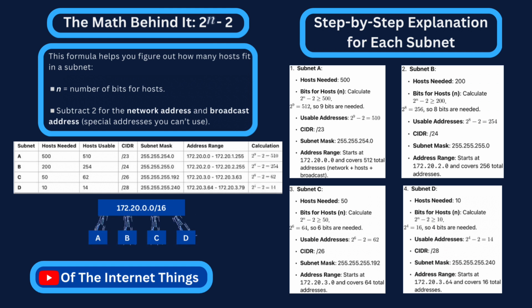The math behind subnetting. Math time. Don't worry, I'll make this painless. The magic formula is 2 to the power of n minus 2. This formula helps you figure out how many hosts fit in a subnet. N equals the number of bits for hosts. Subtract 2 for the network address and broadcast address, special addresses you can't use. Why? Because we subtract 2 addresses, one for the network itself and one for broadcasting. Example, a /23 gives 510 usable IPs.